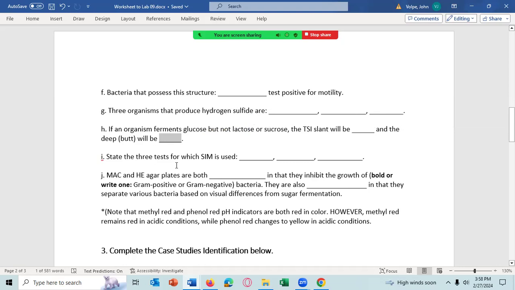2I, state the 3 tests for which SIM is used. So SIM runs 3 tests. Name each of the 3 tests here.